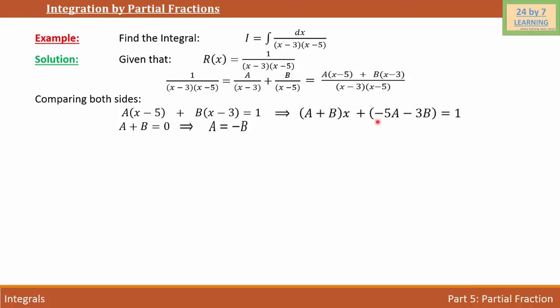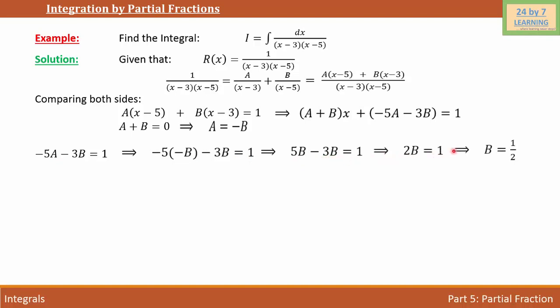My constant term is -5A - 3B, which is equal to 1. As you can see, I have A is negative B, so I will plug in over here and write -5 times negative B, minus 3B, is equal to 1. 5B minus 3B is 2B, which is equal to 1. So B is equal to 1 over 2. As you know, A is equal to negative B, so we can substitute this B over here, and we can write A is equal to negative 1 over 2.